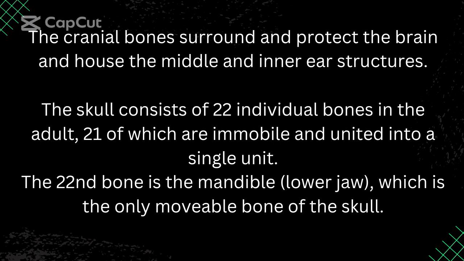The skull consists of 22 individual bones in the adult, 21 of which are immobile and united into a single unit. The 22nd bone is the mandible, lower jaw, which is the only movable bone of the skull.